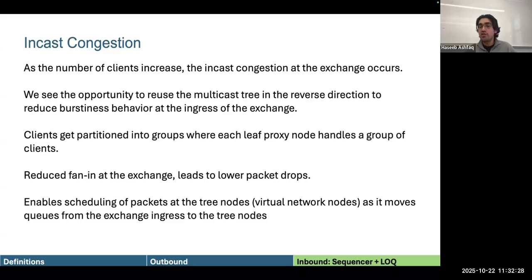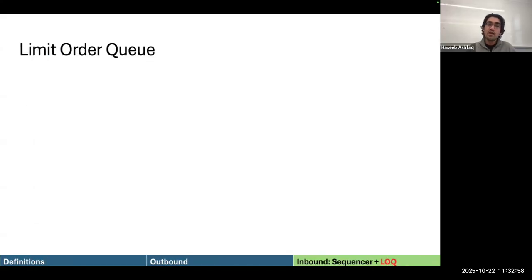Without reusing the tree in the reverse direction, the queue forms at the ingress of the exchange, which is not under our control as a cloud tenant. It overflows and the packets get dropped and the retransmissions happen. But if we are using a tree, all these queues form in the proxy nodes, which are under my control, and I can do some fancy scheduling on them to improve the performance of the exchange.